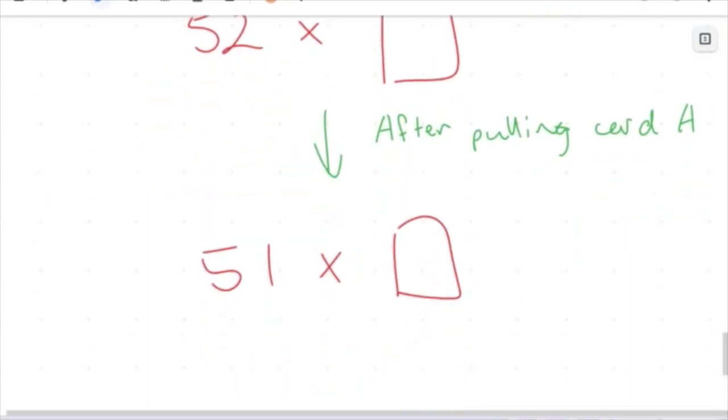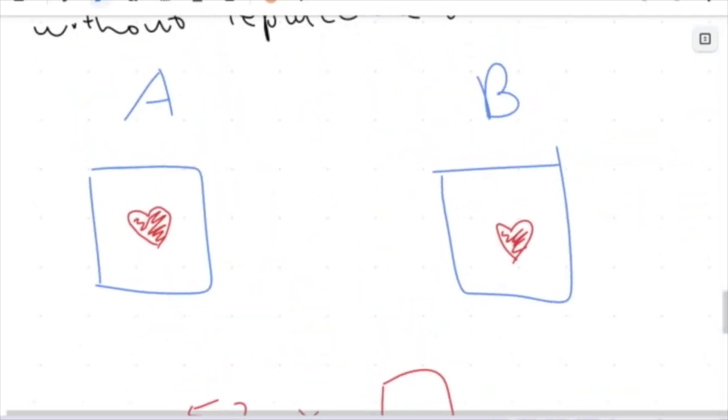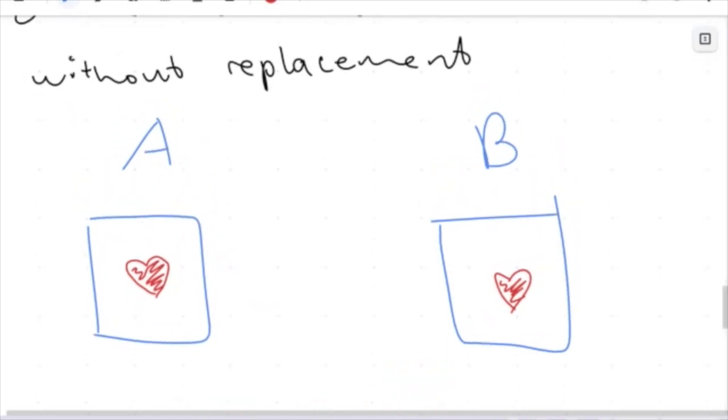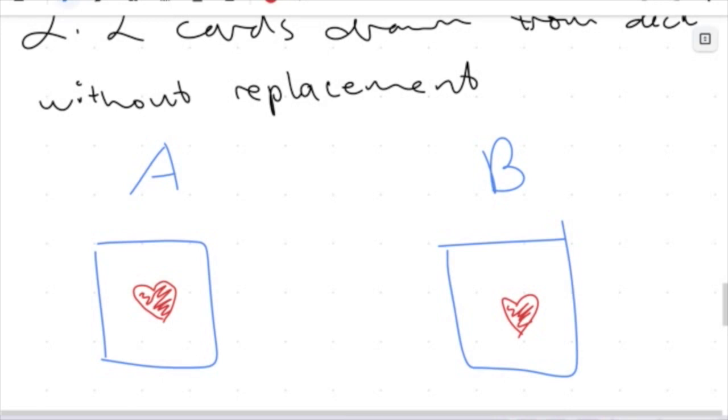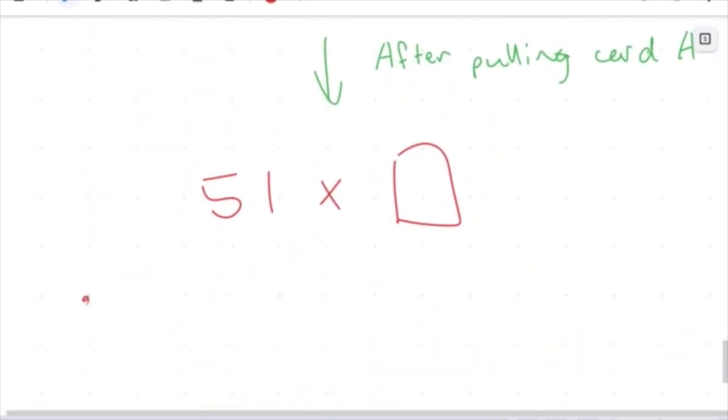My probability is going to change if I don't replace the card, because first of all, I have one less card to choose from, and I also have one less heart to choose from. So therefore, my first outcome, pulling the first heart, does have an effect on the other outcome. These events, therefore, are not independent, or in other words, they are dependent.